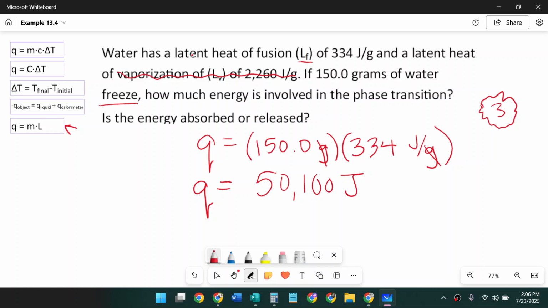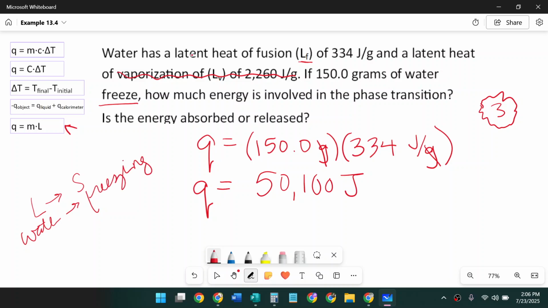Alright, so that answers the first question. That's how much energy is released. Energy is often measured in joules, so that works out perfectly. The next question says, is it absorbed or released? Well, we're going from liquid to solid, or we're going from water to freezing.